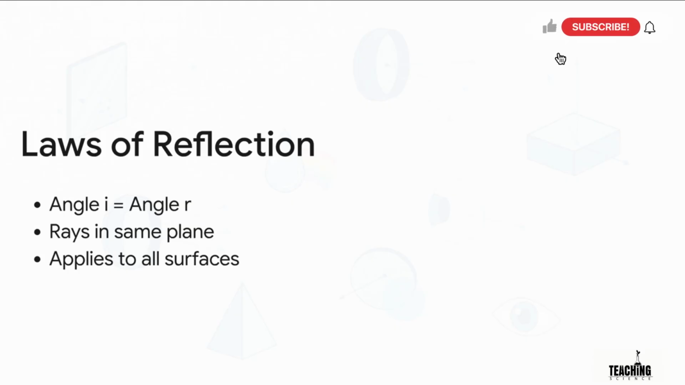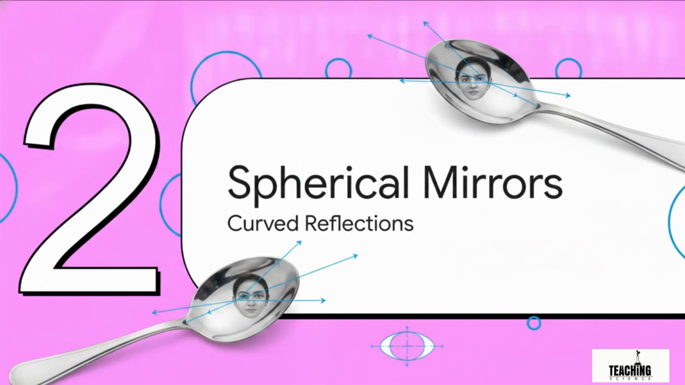And, hey, board alert here. Students often think these laws only apply to flat plane mirrors, but actually no. These laws of reflection are applicable to all types of reflecting surfaces, including the curved, spherical ones we're about to look at.